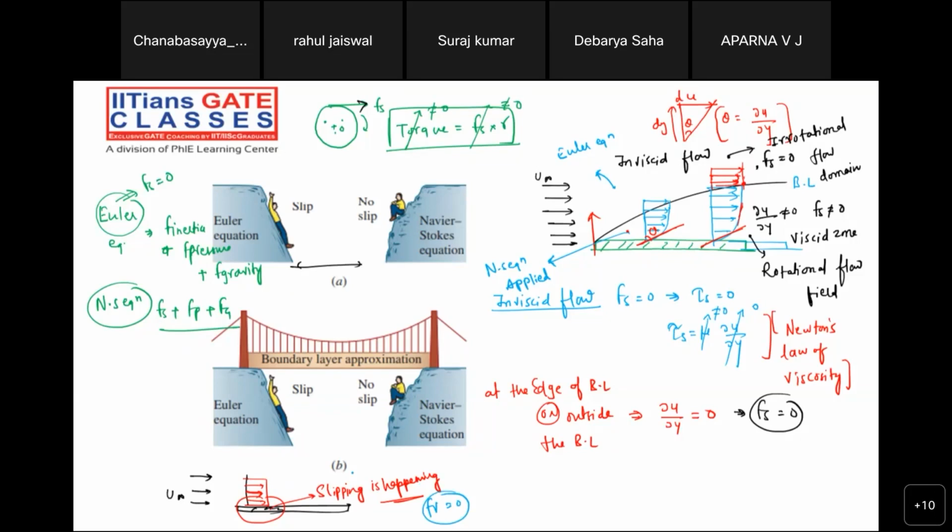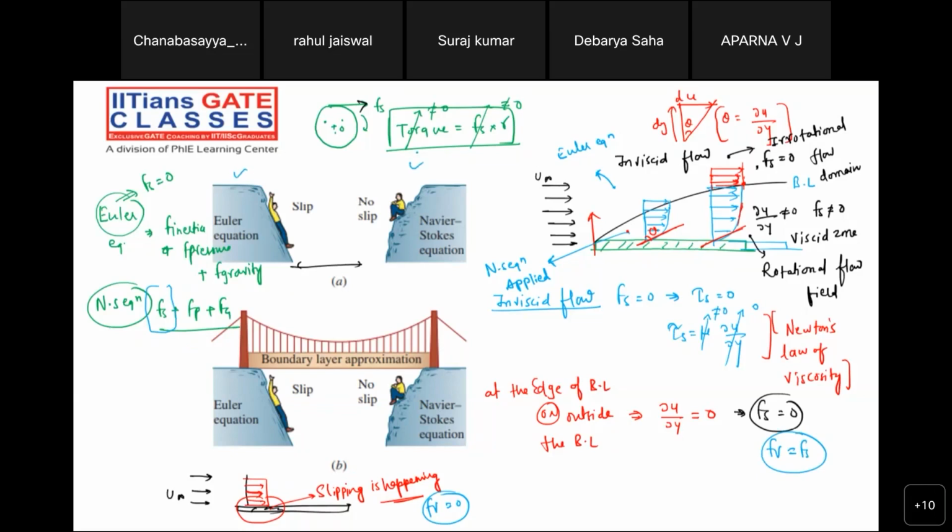But if you apply the Navier-Stokes equations, they consider the shear forces, viscous forces, right? Let me call it FV or FS. Both are the same thing. So if they are considering the shear forces, that means they are talking about rotationality. This means they are talking about the velocity gradient. It means they are talking about the no slip condition. Yes or no, guys? Is this particular figure clear?